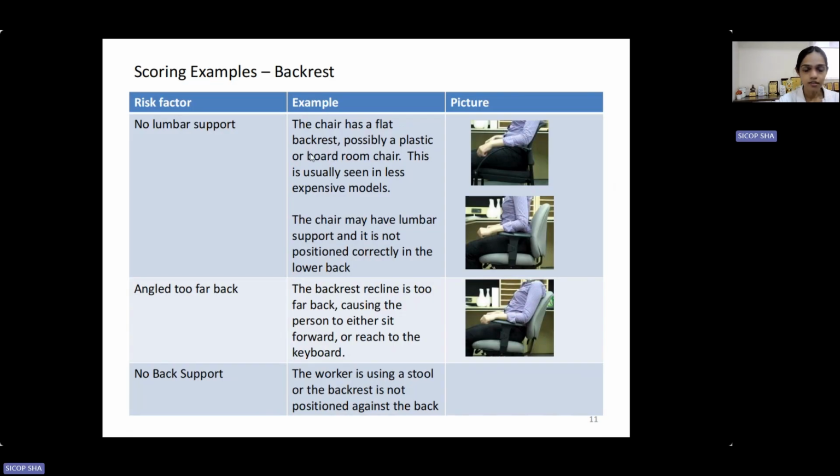The chair has a flat backrest, possibly a plastic or boardroom chair. This is usually seen in less expensive models. The chair may have lumbar support but it is not positioned correctly in the low back. Angle too far back, so the backrest recline is too far back, causing the person to either sit forward or reach to the keyboard. No back support, the worker is using a stool or the backrest is not positioned against the back.